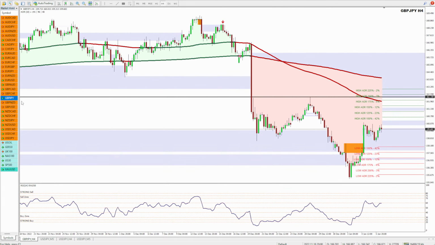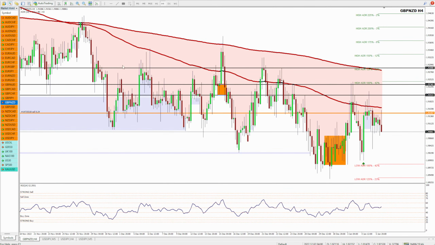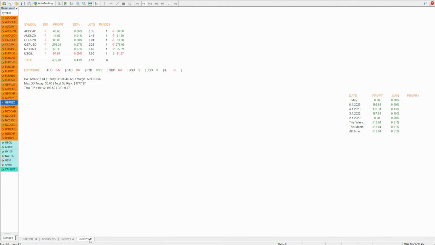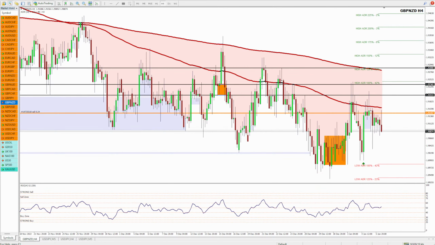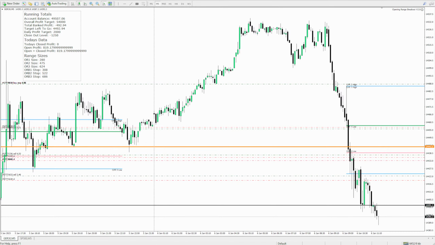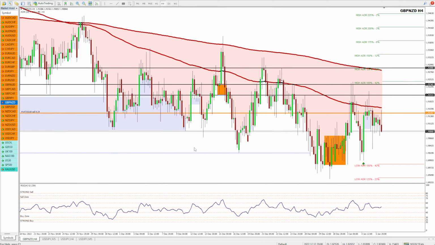Pound Swiss I've covered, pound yen I've covered, pound New Zealand. Mess. Short this. Oh, it's moving. It's actually moving, which is good. So yeah, pound New Zealand, I'm short. I'm struggling down there, aren't we? Yeah, this is an absolute mess at the moment.